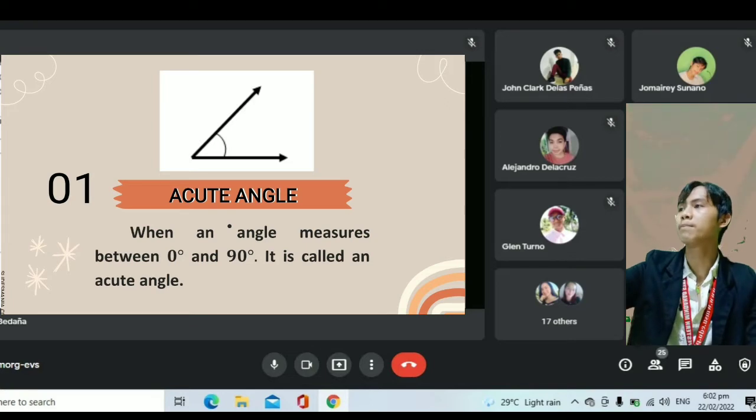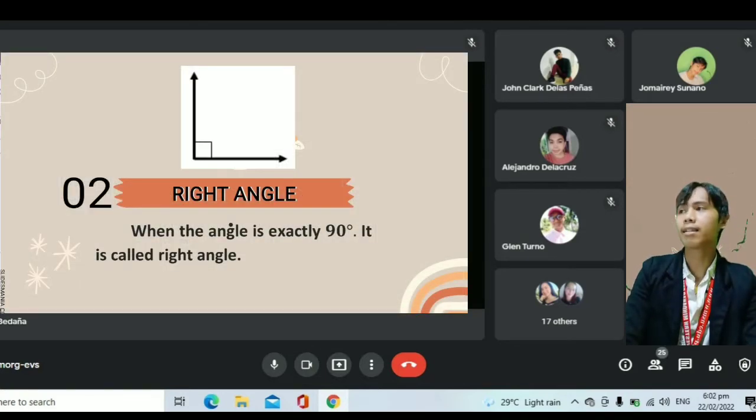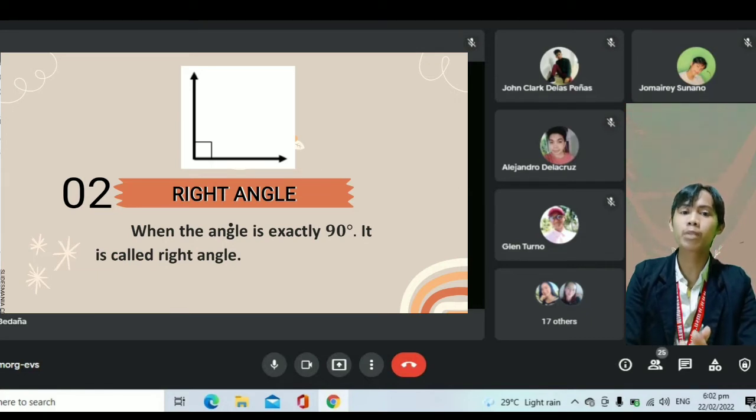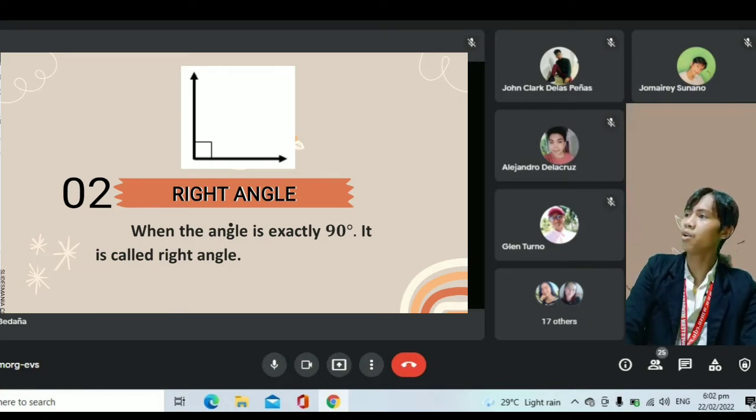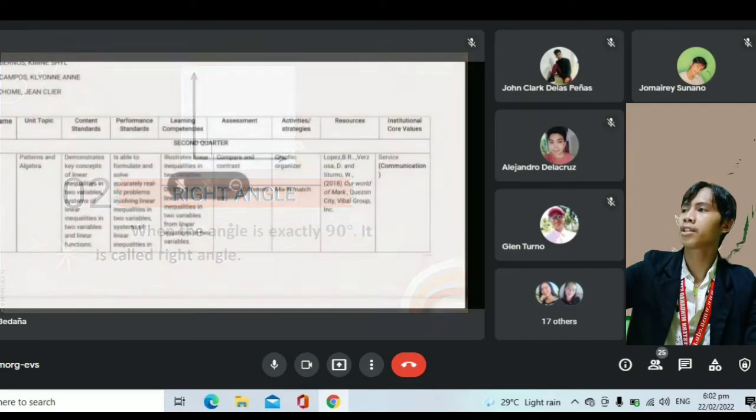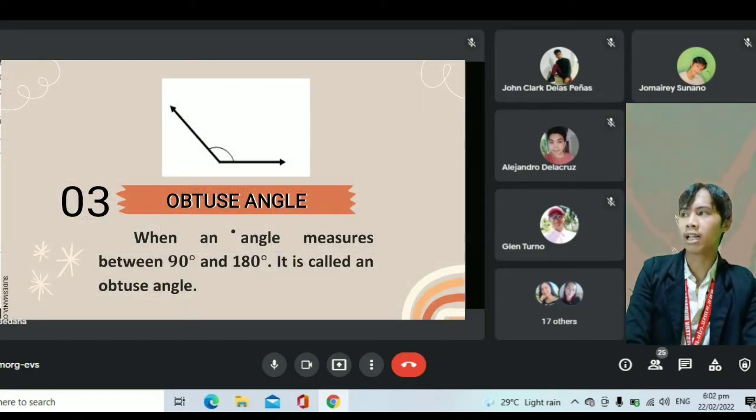Second, we have the right angle. When the angle is exactly 90 degrees, it is called a right angle. When an angle measures 90 degrees, it will be called a right angle. So that is the picture of the right angle. Then third, we have the obtuse angle. An obtuse angle is when an angle measures between 90 degrees and 180 degrees, it is called an obtuse angle.